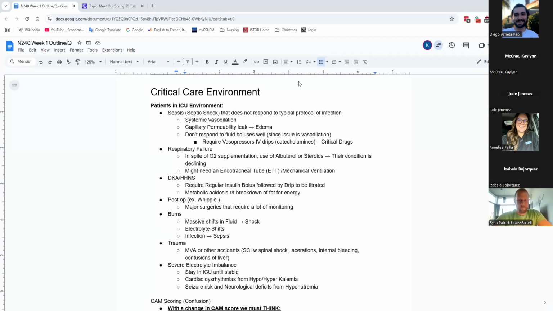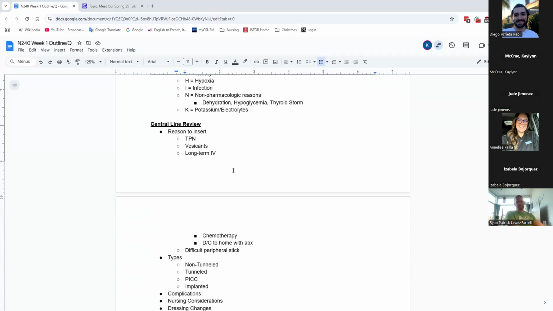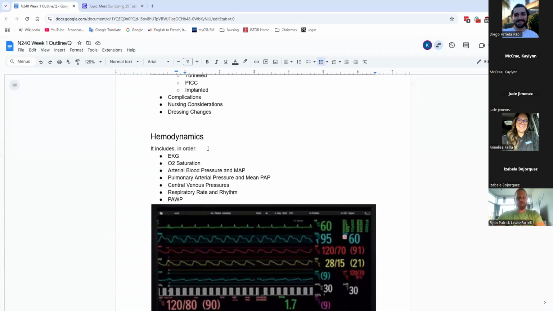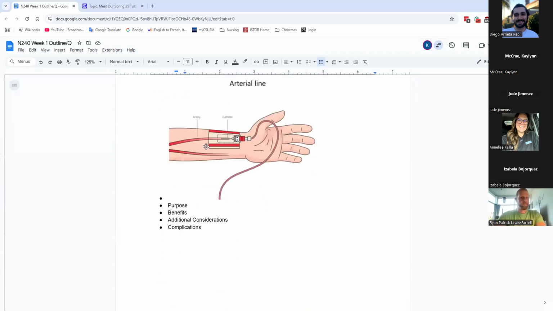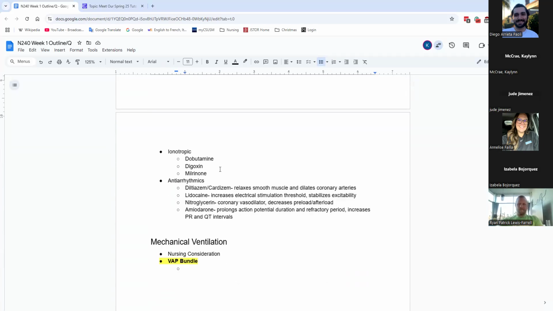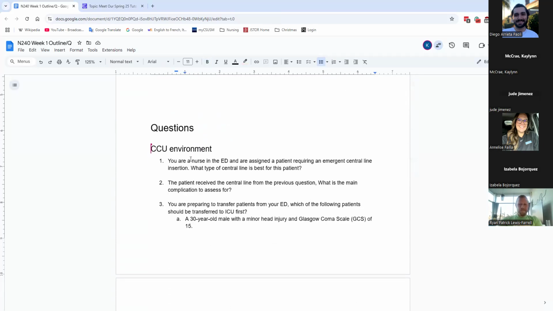All right. So here we're going to go over the critical care environment. We are going to review the central line a little bit. You are going to get tested on that. Then going over the hemodynamics, arterial lines, Swan-Ganz catheters, just a quick kind of basics on some of the IV medications that you'll see. And then some mechanical ventilation. I mean, most important thing is going to be your VAP bundle. You're going to need to know this.